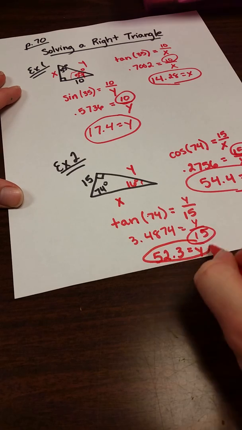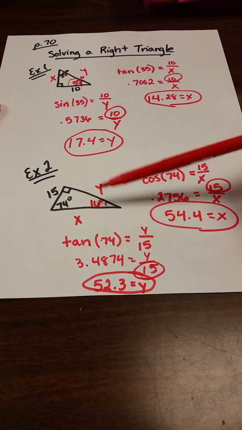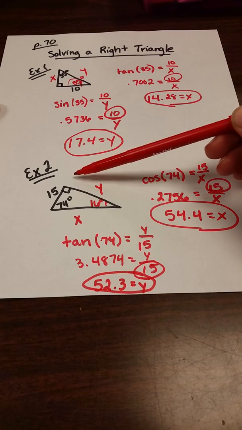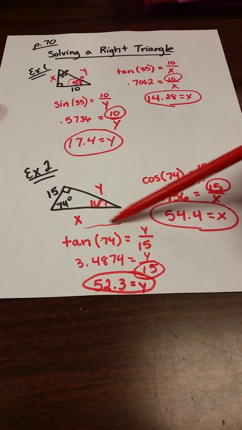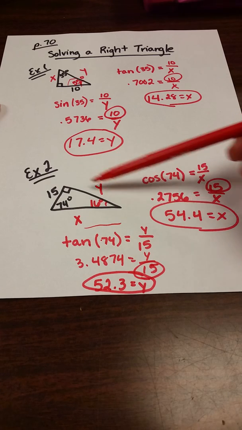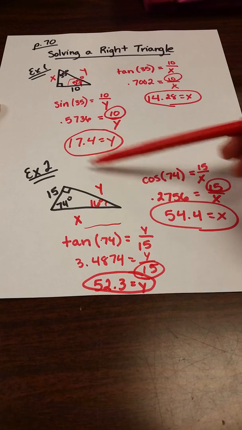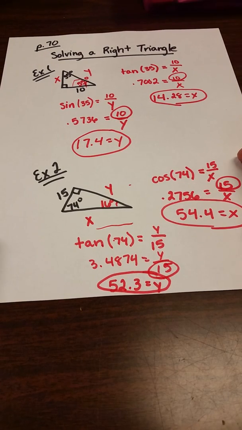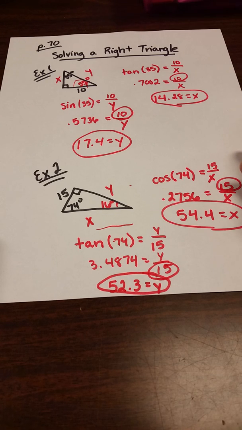So if you did this on your own and you got 16 for the angle, 54.4 for x, and 52.3 for y, then you did it correctly. So now go to your table of contents and see which problems you're supposed to do on your worksheet. And then you have 2 more videos to watch in this unit.